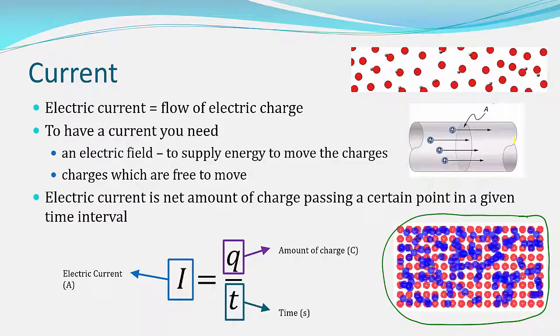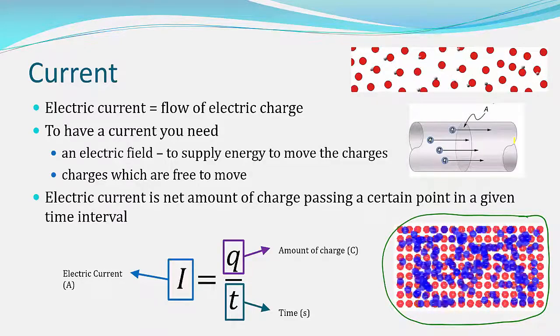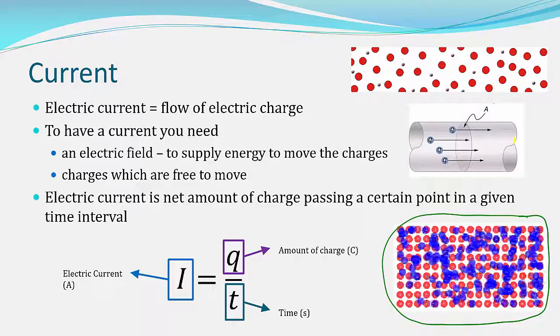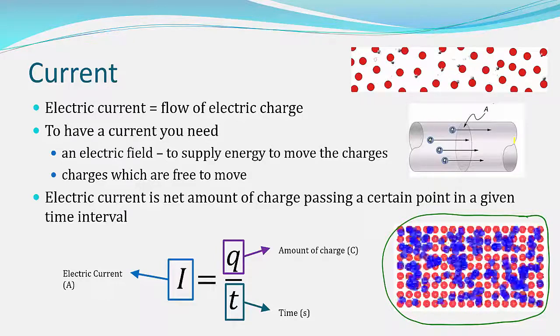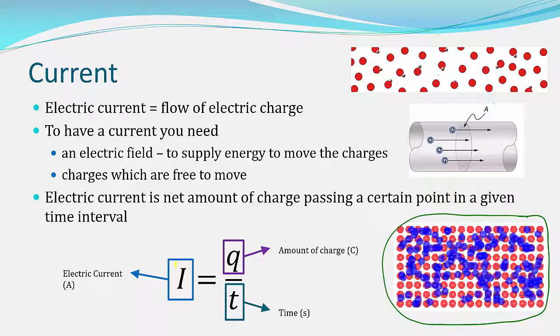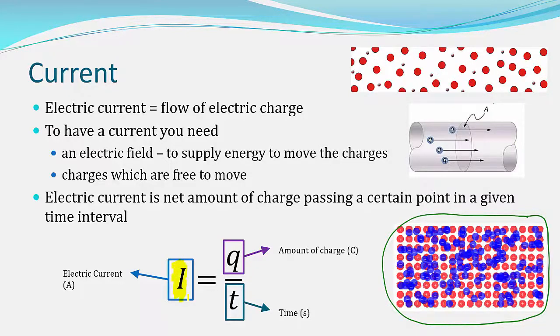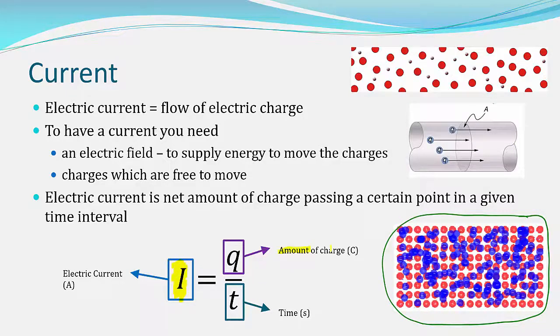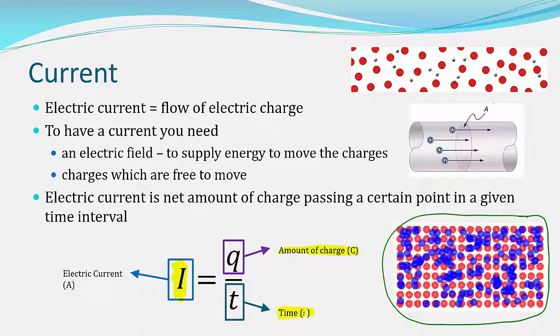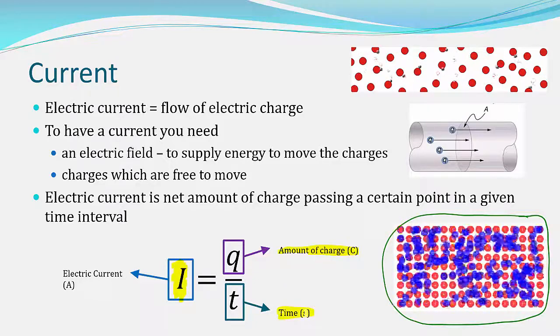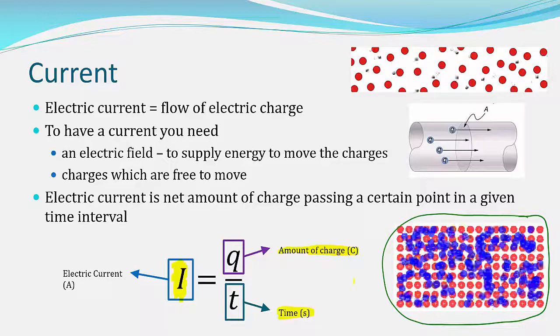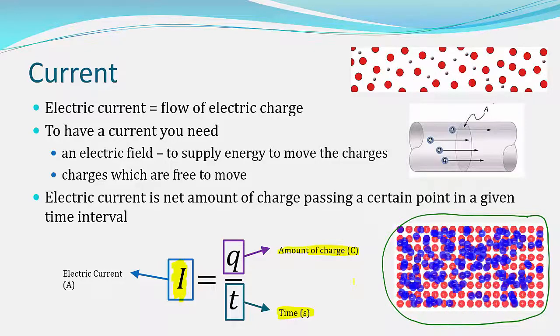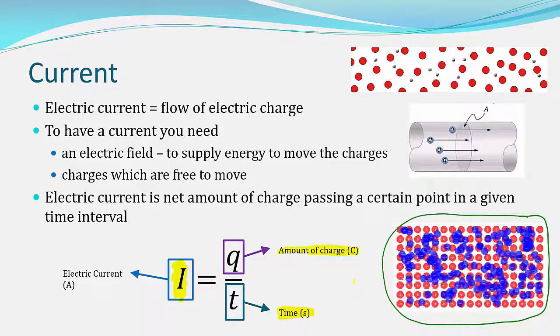And what we say, if we want to quantify that, is we say that electric current is the amount of charge passing a certain point in a given time interval. So we say current with the symbol I is equal to the amount of charge divided by the time. And if you have it all in SI units, the current is measured in amps, the charge is measured in coulombs, which we've already spoken about, and the time is measured in seconds.